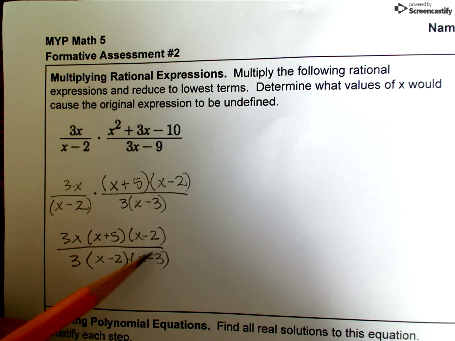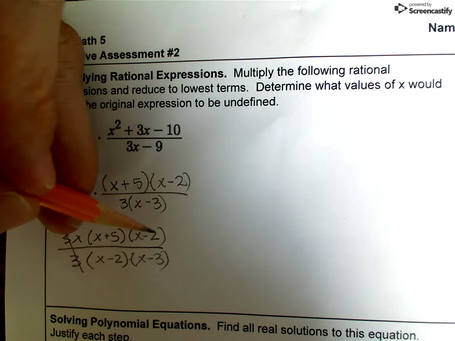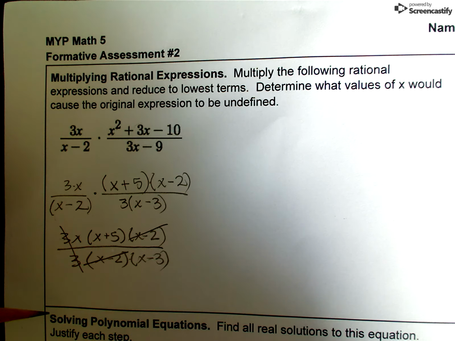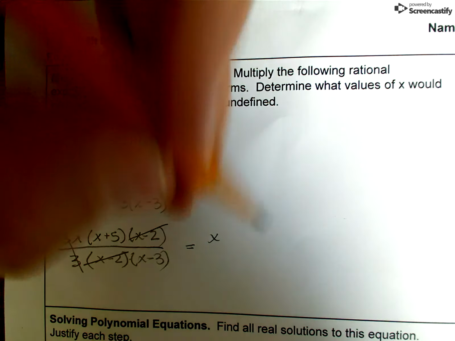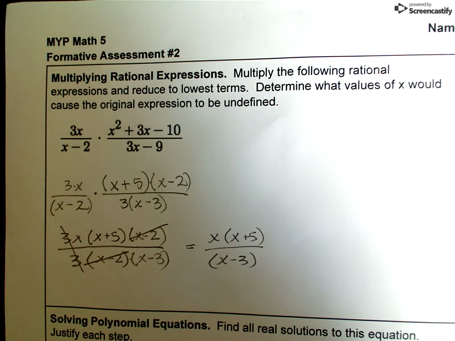Now that I've done the multiplication really by just writing all the factors on the top and the bottom of my product, I can look for common factors that divide out. 3 divided by 3, that's 1. So those two factors will divide out. And notice the 3 and the x, they don't necessarily come together. They're two individual factors. I can cancel out just the 3 and leave the x. There's another common factor, x minus 2, on the top and the bottom. When those divide out, I'm left with just two factors on the top and 1 on the bottom. So this becomes x times x plus 5 divided by x minus 3.